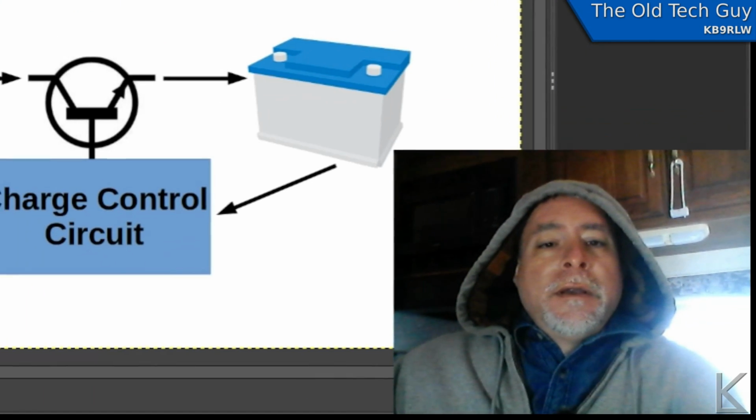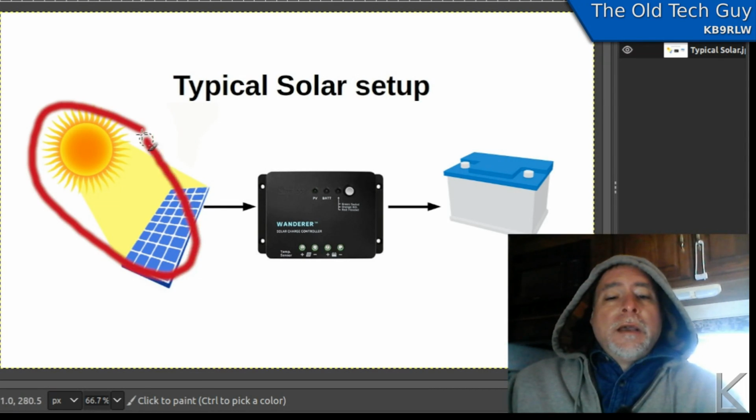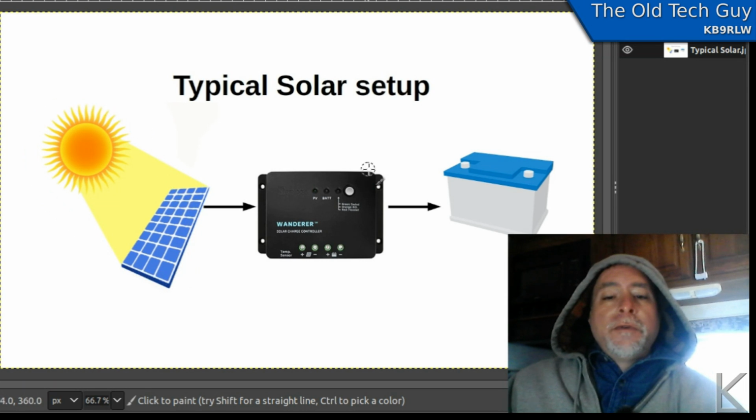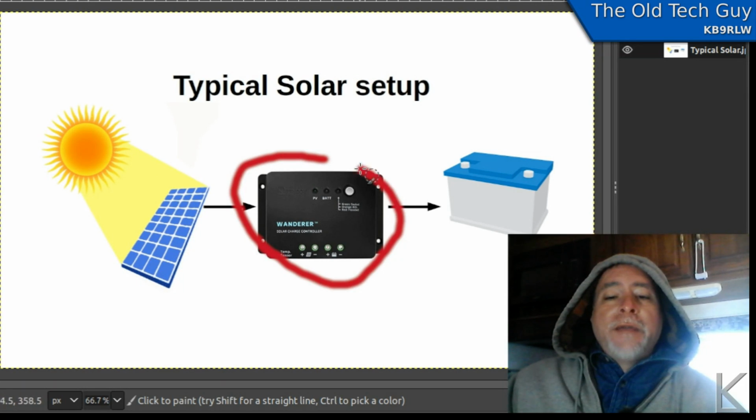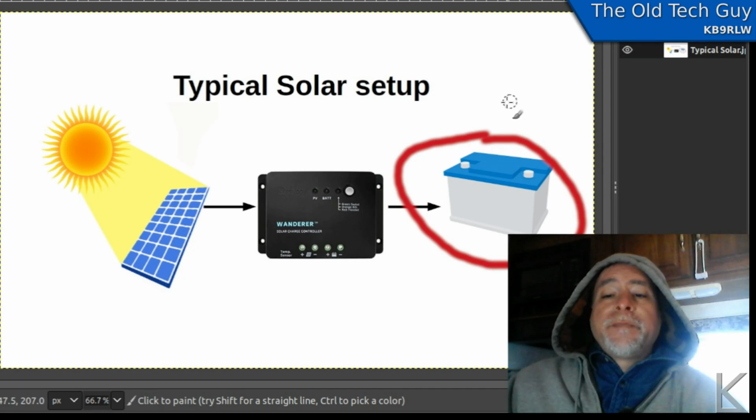So, a typical solar setup. You're going to have your solar panels, and they're going to feed through a charge controller. In my case, I've got this Wanderer that came with the Renogy solar kit that I bought, the 200 watt kit. And then, of course, your storage system, your batteries.